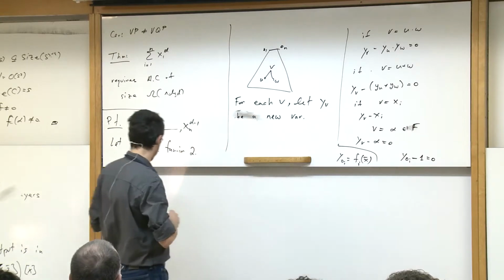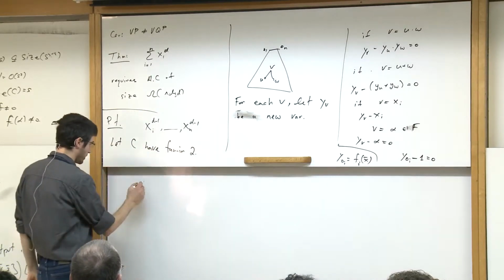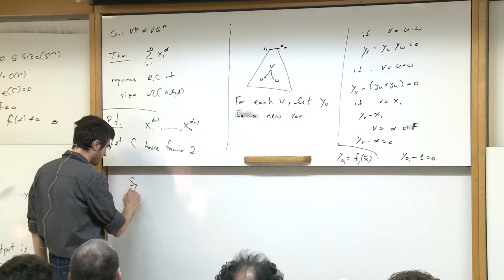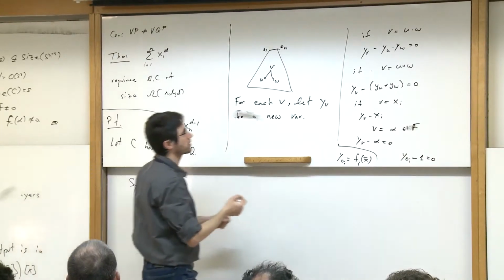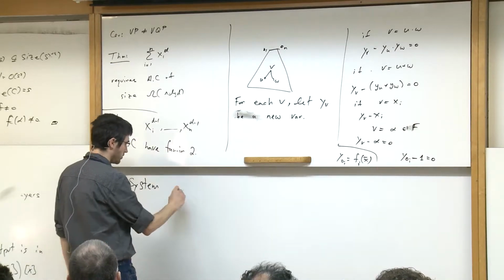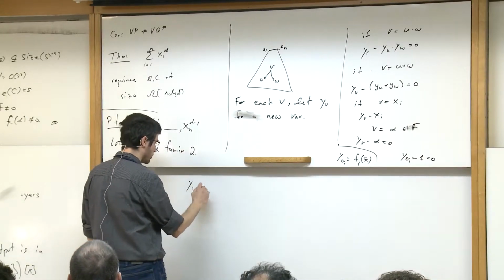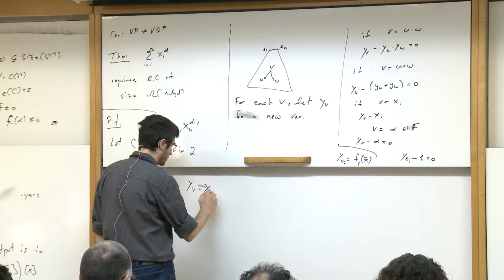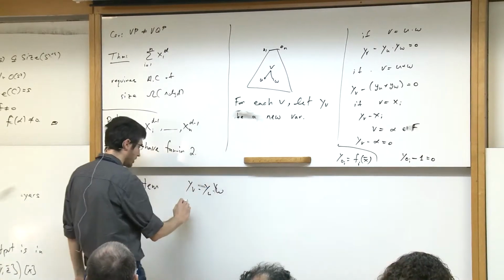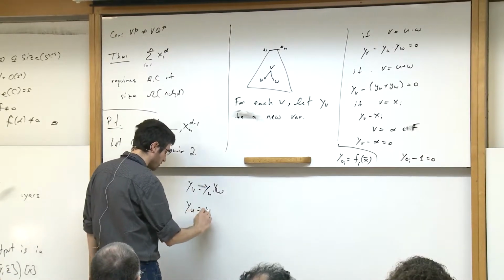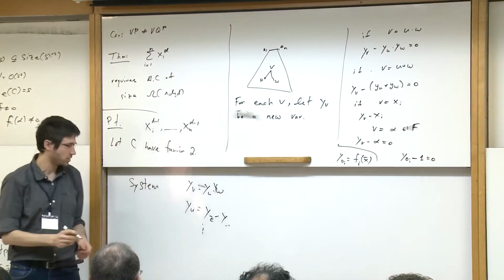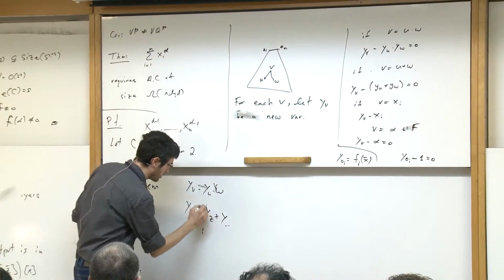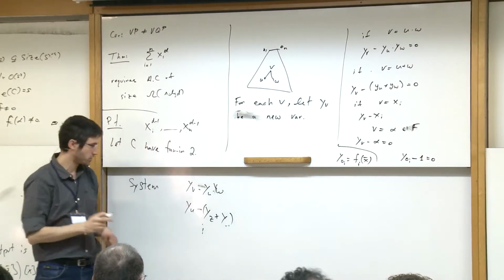Maybe I should write it. So we have a system: y_v minus y_u times y_w, etc. y_u equals, say, y_z minus y_something, etc. We have that, or minus. So we have the system of equations with all of these.